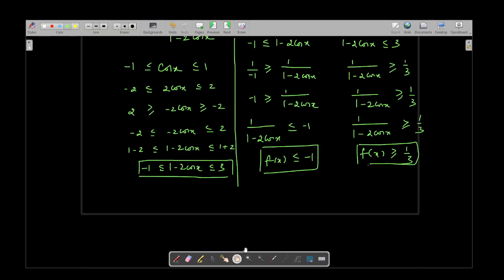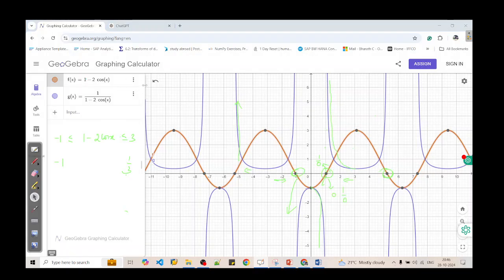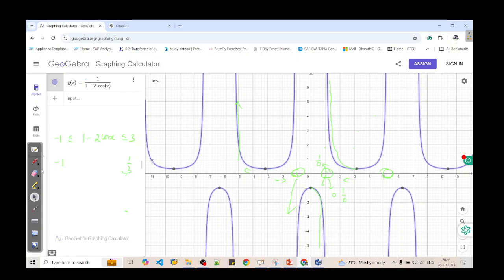f of x is less than minus 1 means, from minus infinity to minus 1, it can take any value. And it is greater than 1 by 3, so from 1 by 3 to infinity, it can take any value. But it cannot take any value between these two, minus 1 to 1 by 3. You can see here, it does not take any value between this point and this point. Between 1 by 3 and minus 1, there are no values.